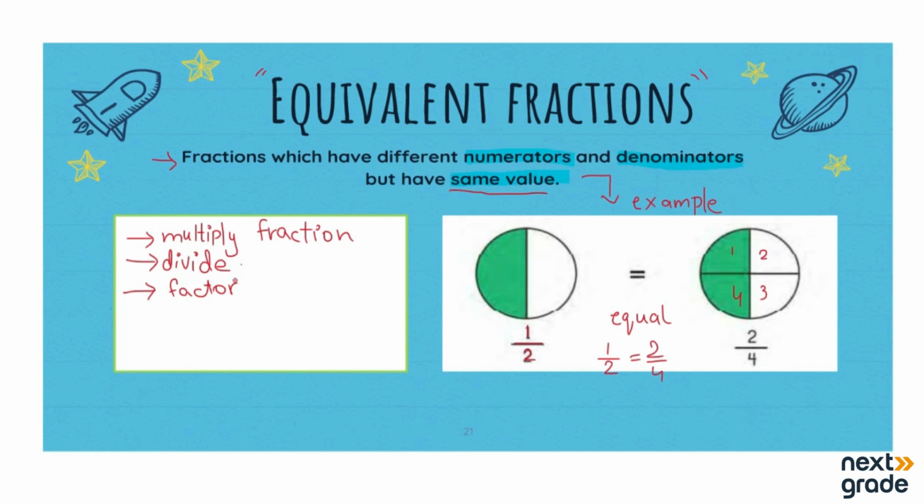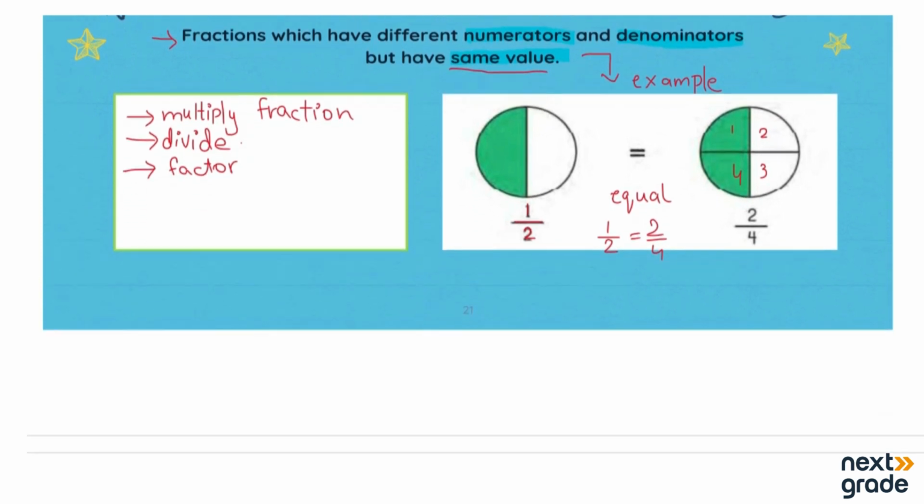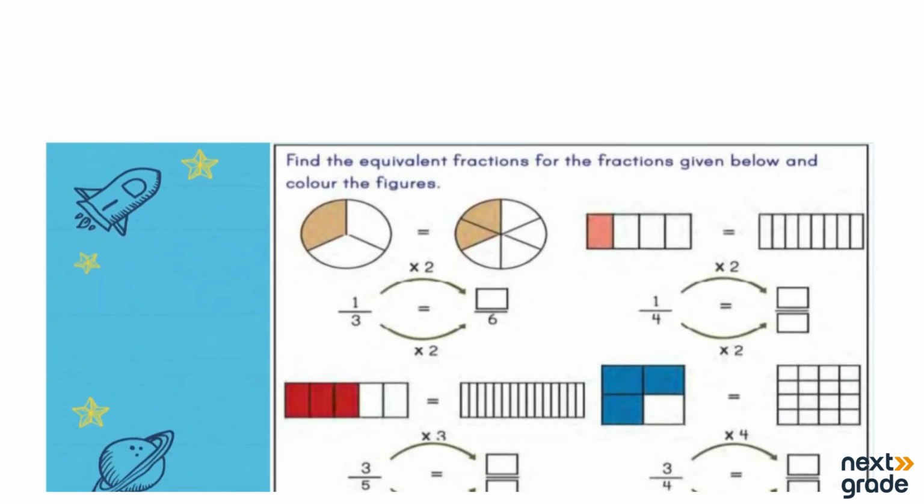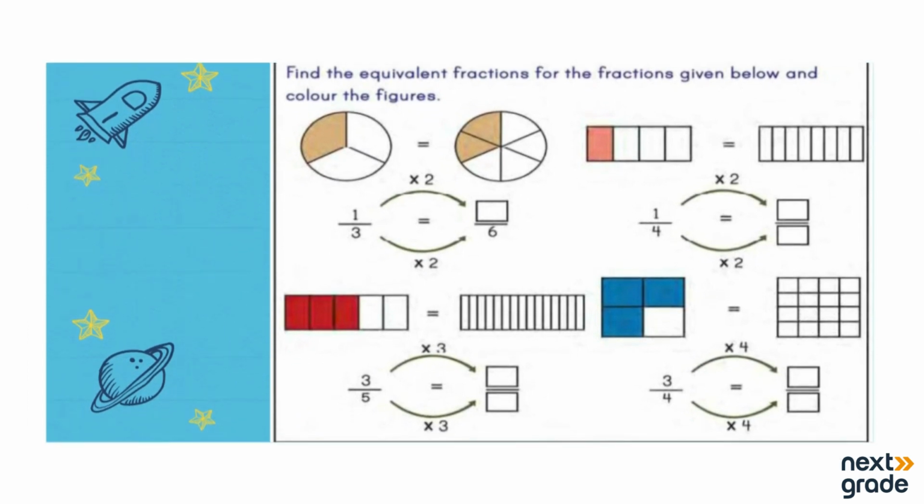ठीक है, तो it will be easier for us to find out the factors of the fractions that are given and to solve it further. So let's look at some examples and try to understand the equivalent fraction. ठीक है, so in this question what you have to do is you have to find the equivalent fraction for the fractions given below and color the figure. ठीक है, आपको ये नीचे fractions दिए हुए this and this, right?